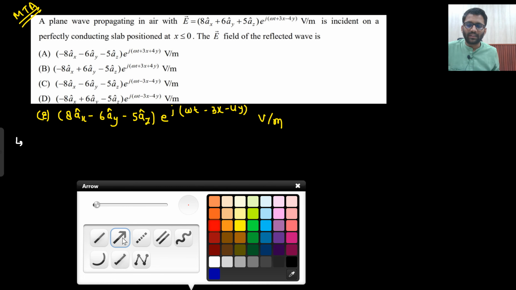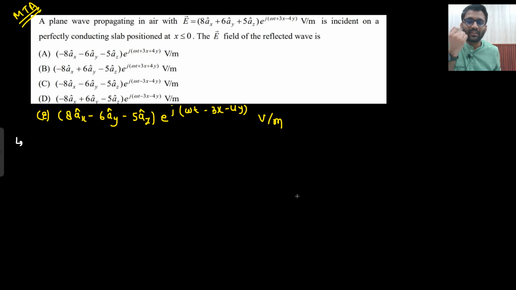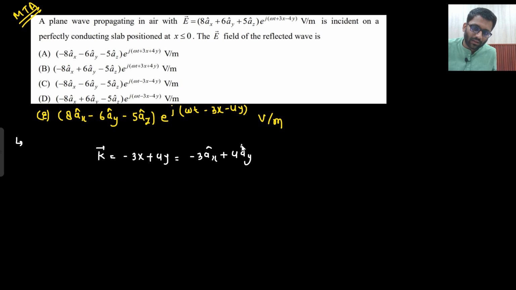Okay. So what they are saying is incident on a perfect conducting slab positioned at x less than 0. So first you see what is my direction of wave propagation. Direction of wave propagation is minus 3x plus 4y, because we need to take minus sign outward. So minus 3ax plus 4ay. And boundary is x equals to 0.